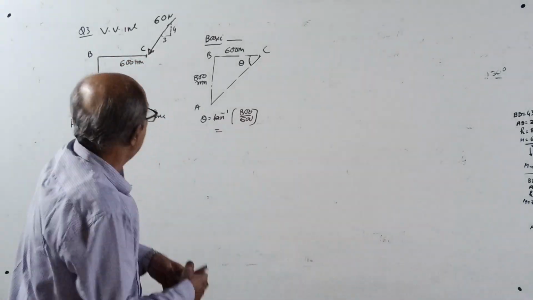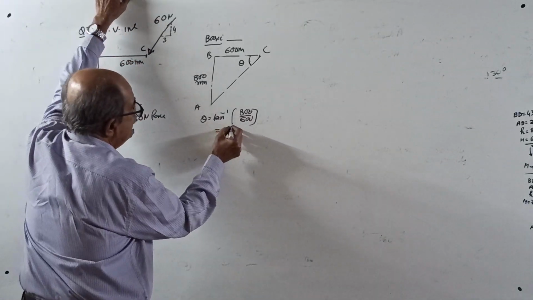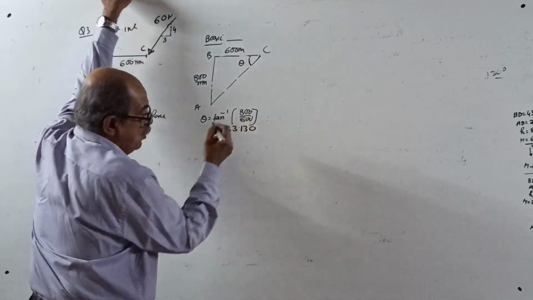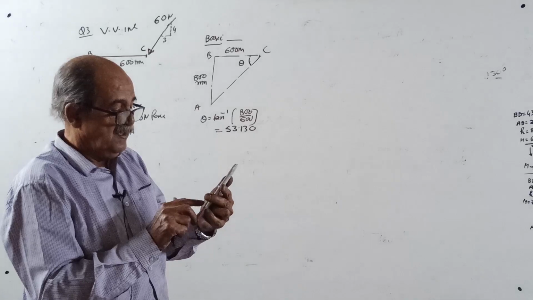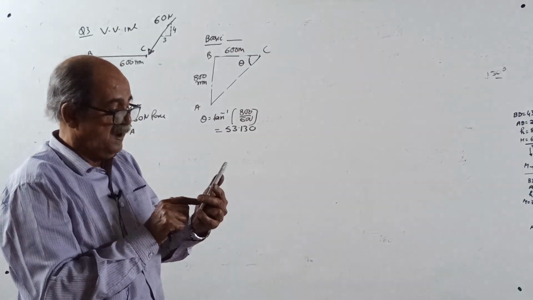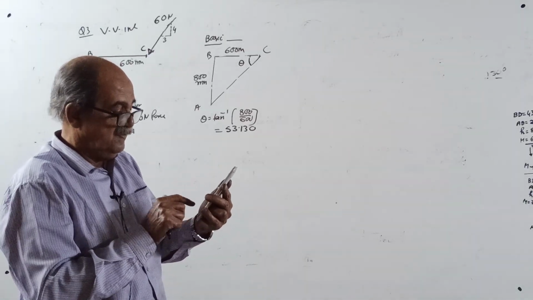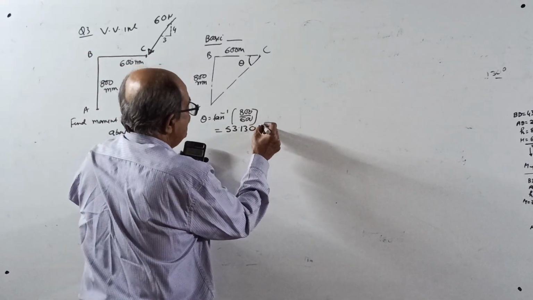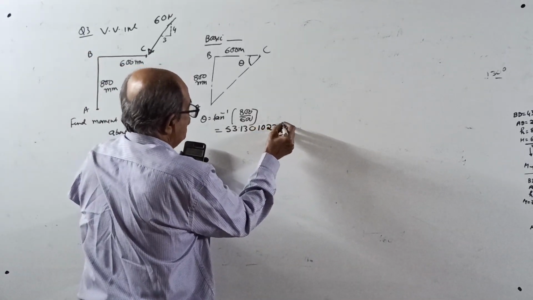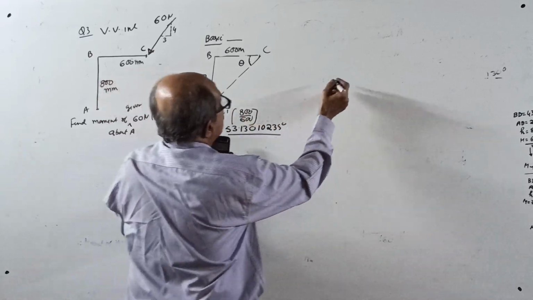53.130 degrees. Where is the answer? 8 divided by 6. 53.13010235 degrees. Okay.